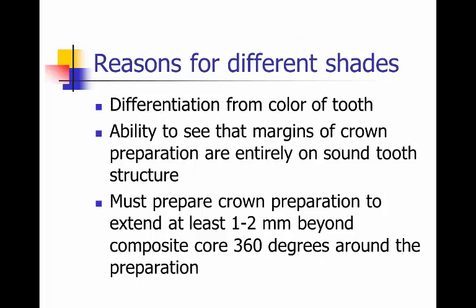Why are we using different shades? Well, we want to differentiate the color of the tooth from the composite, and have the ability to see the margins of the crown to make sure the preparation is entirely on sound tooth structure. And this is the ferrule design of the crown preparation, extending at least 1 to 2 millimeters beyond the composite core, 360 degrees around the preparation.